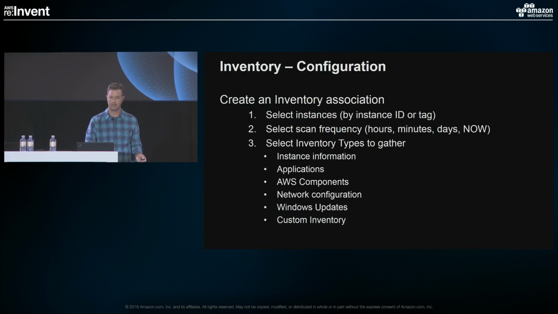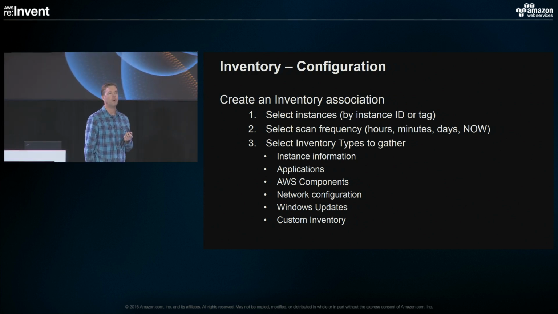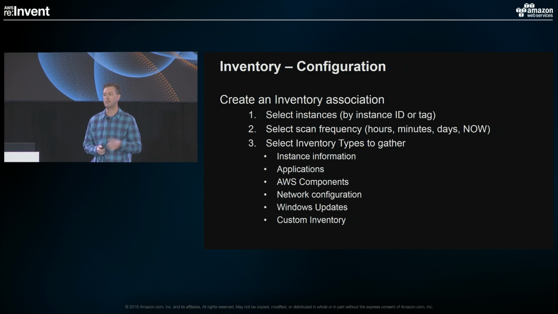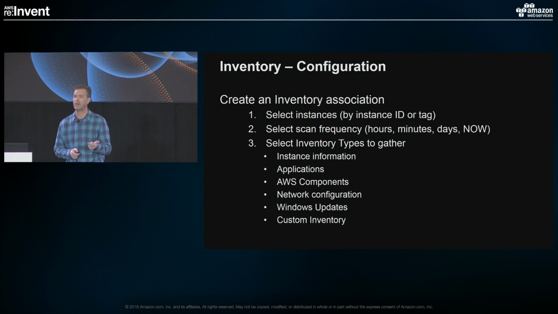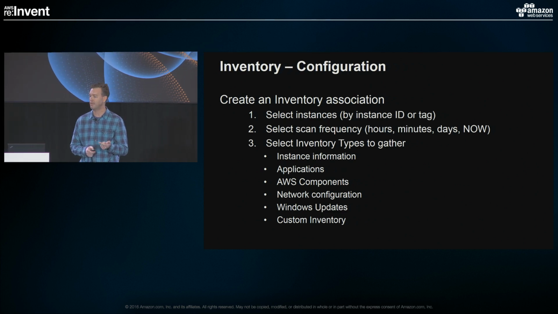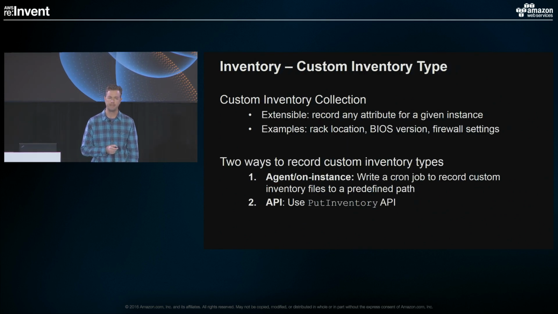Okay, so just to summarize what we saw in the demo here, we want to create an inventory association, 3 core elements. We've got to select our targets. We're going to select the frequency that we would like to gather inventory at. And then finally, the inventory types, including applications, AWS components, network configuration, Windows updates, and custom inventory.